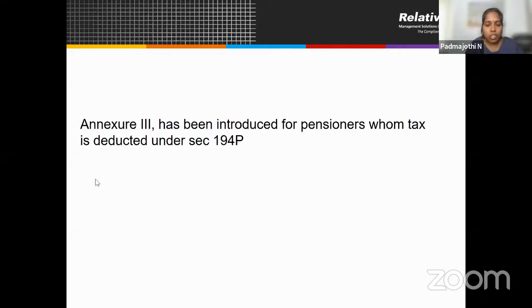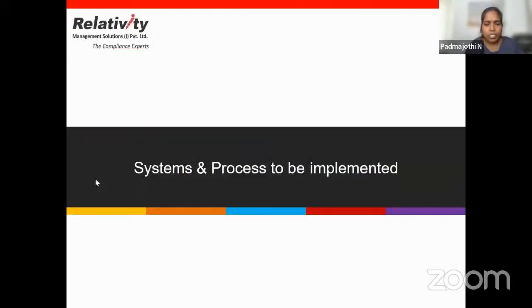So there is no major change compared to the last year. The annexure 2 data, whatever file we filed last year, the same is going to come. The same has to be done for this year also. There are no additional columns or additional fields required for this financial year. So this is the one change that has been introduced.